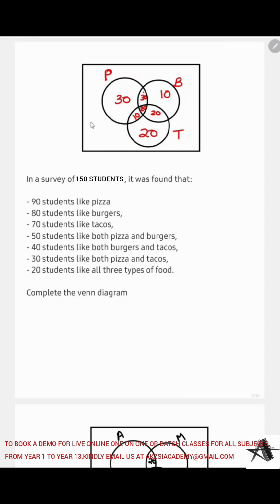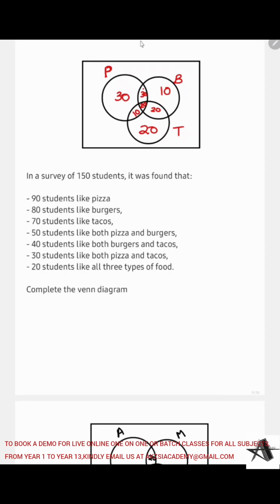Now we are not done here, because we have to see if there are any students who like nothing at all, because nothing is mentioned here that they like. Let me add it up, so that we can fill the remainder somewhere outside the circles. So 30 plus 30, 60, plus 10, 70, plus 20, 90, 110, 120, 140. There are 140 students who like either pizza, burger, or tacos. But in the survey there were 150 students that participated. That means 10 is the number of students that like nothing at all, which means 150 minus 140 is 10. So 10 is the number I have to fill outside the circles.